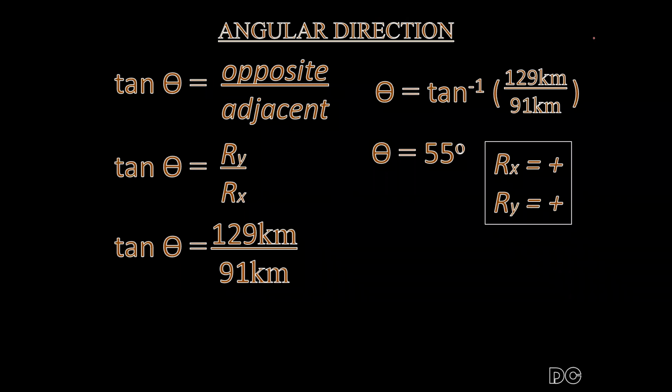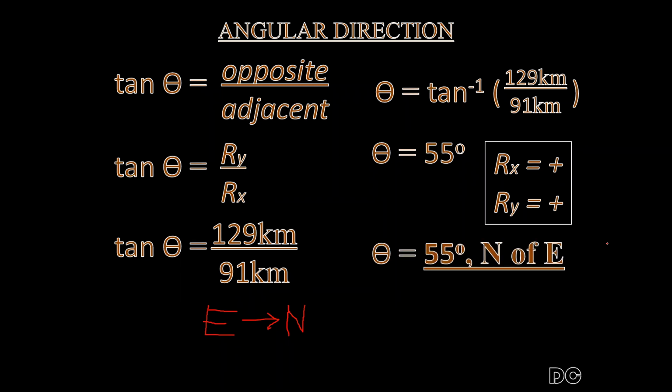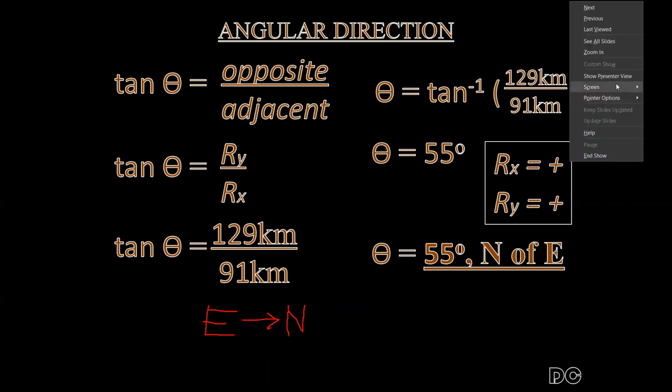So if the x-axis on the first quadrant is east, and then it moves upward to the north, therefore the direction of our angle is from east going to the north. So therefore, it is now north of east. And to complete the angular direction, 55 degrees north of east.